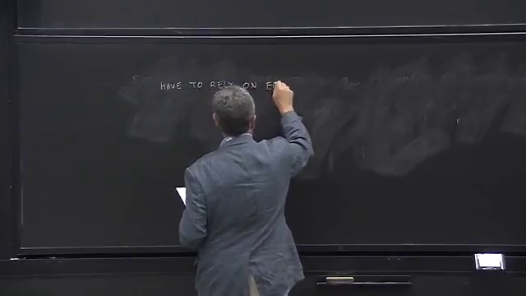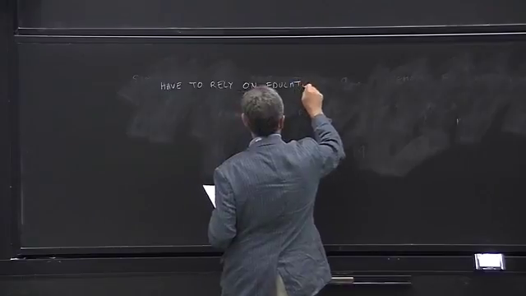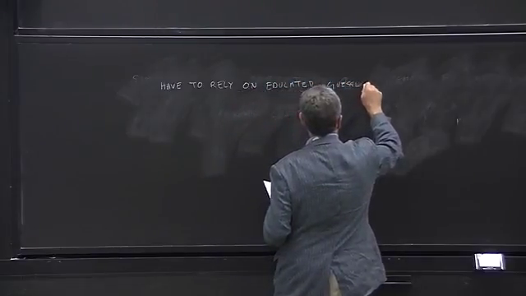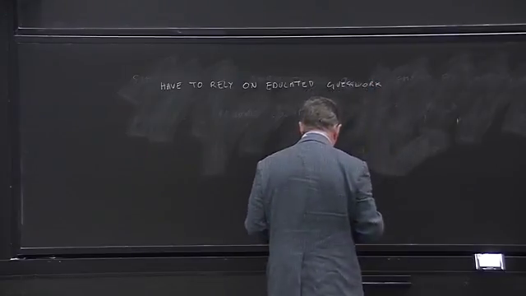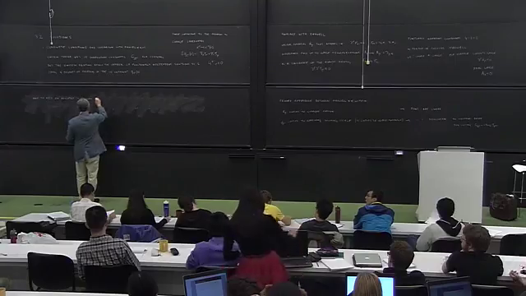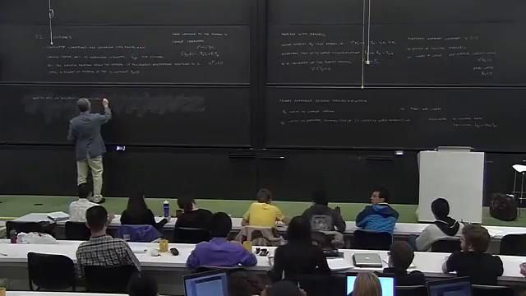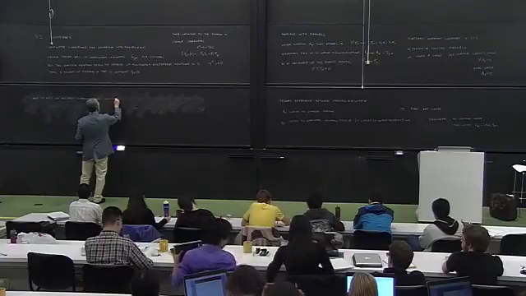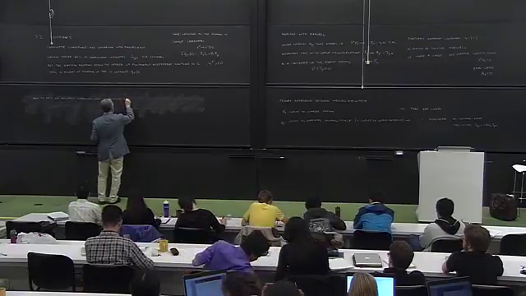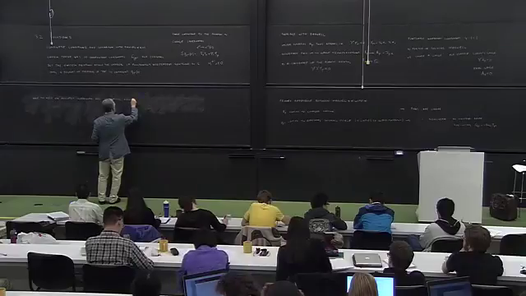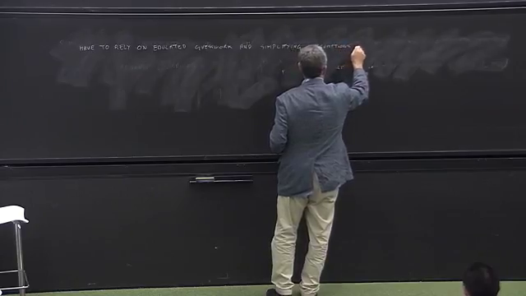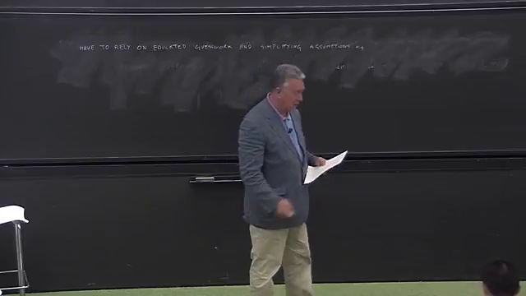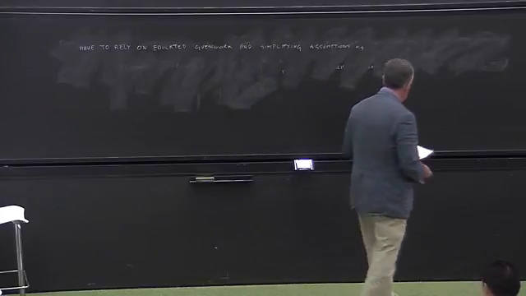We have to rely on educated guesswork and simplifying assumptions. What would be an example of a simplifying assumption? Well, spherical symmetry is an obvious thing to try.